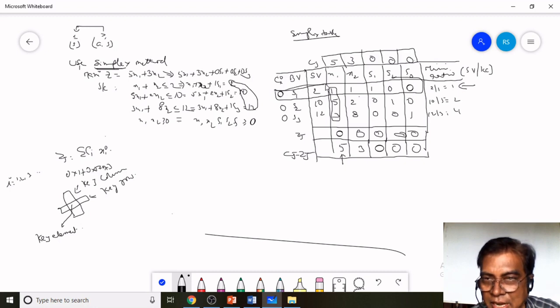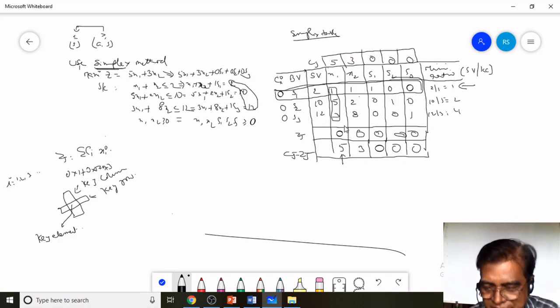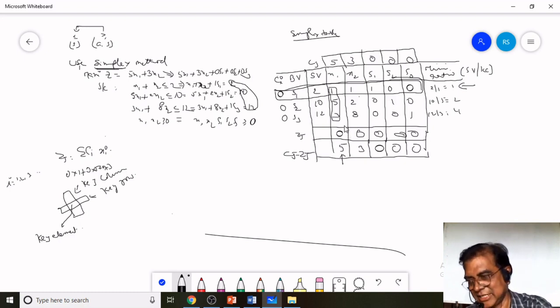So key row and key column. This is called the key element. See this one. The vertical line is called the key column. The horizontal line is called the key row. The center point is called the key element. Now this is the first iteration. This table is called the first iteration. Now go to the second iteration, third iteration, etc.